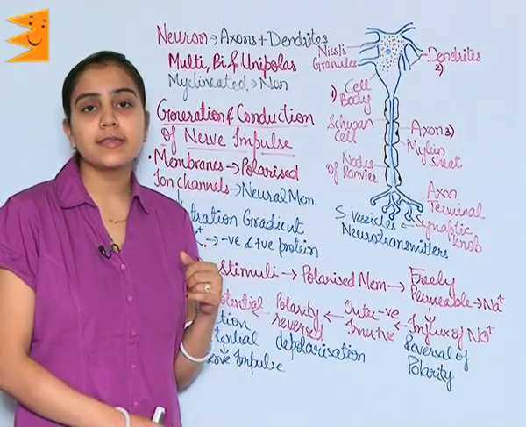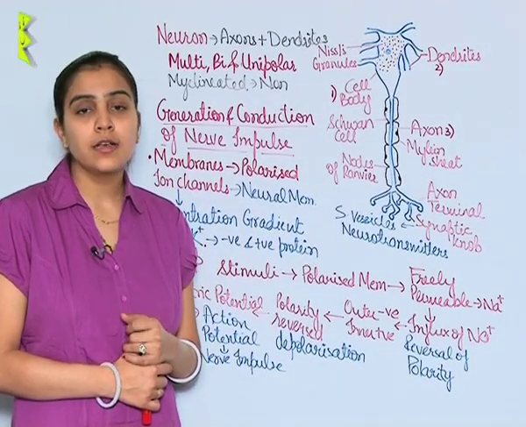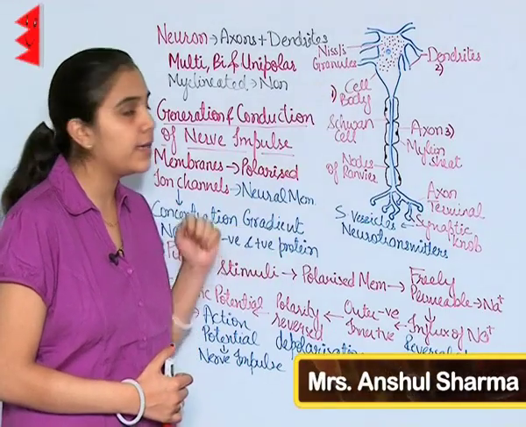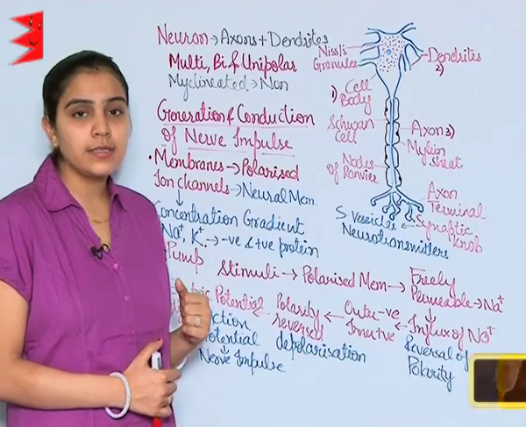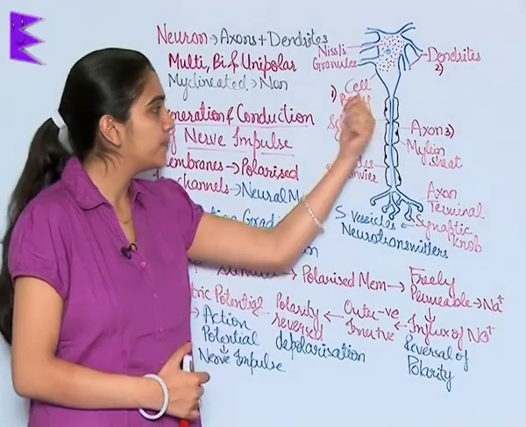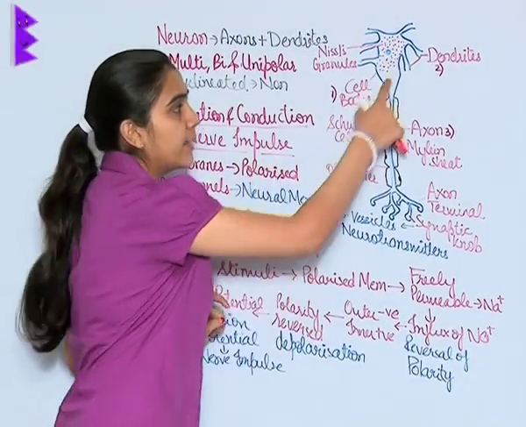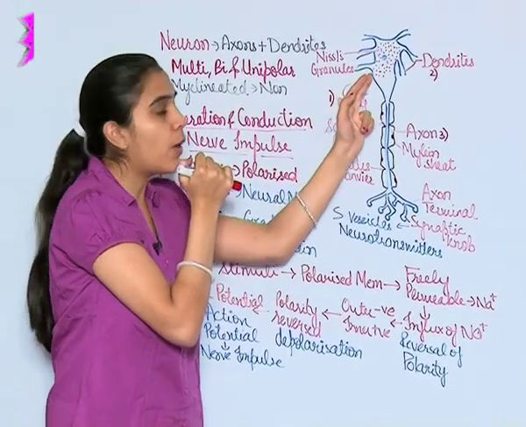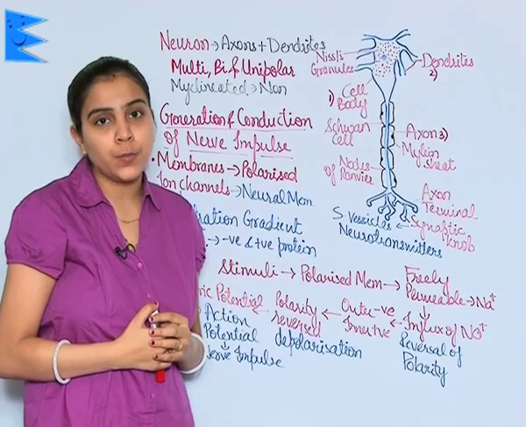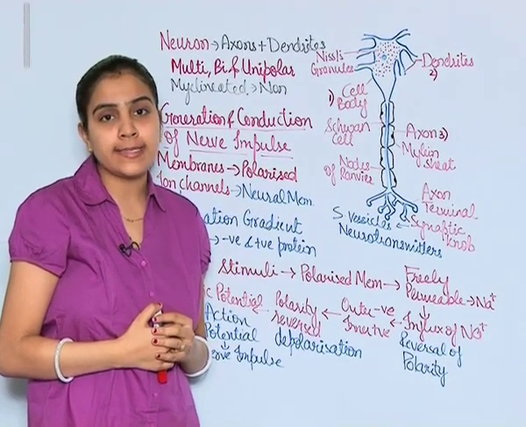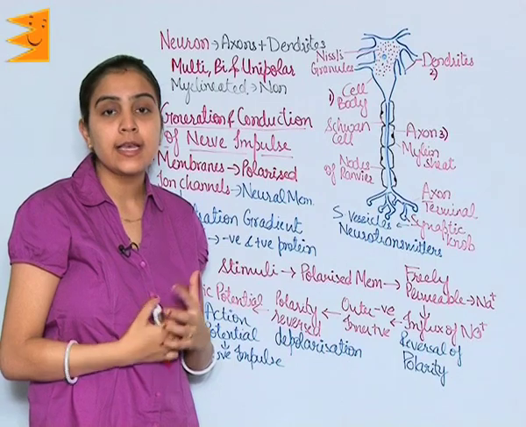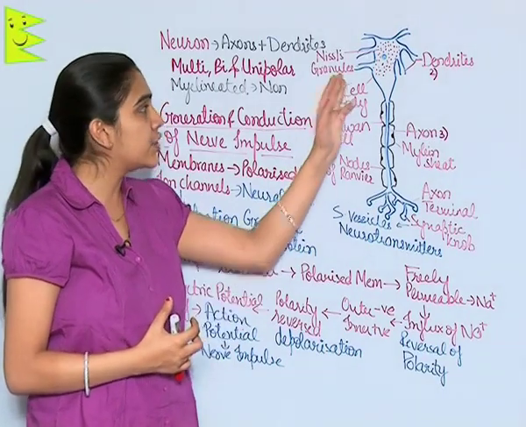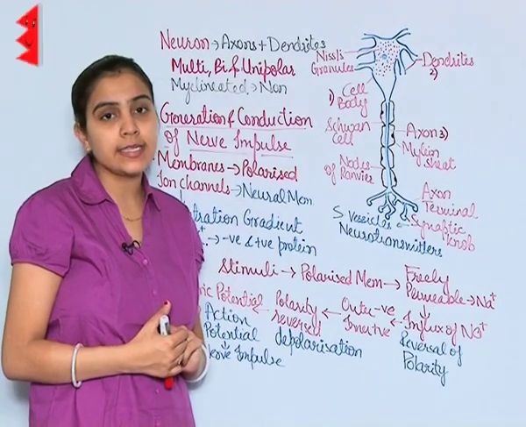Neuron. It is the structural as well as functional unit of neural system. You can see here in the diagram, it is divided into three parts: the cell body, dendrites and axon. Cell body consists of cytoplasm with typical cell organelles, as well as certain granular bodies, which are known as Nissl's granules.